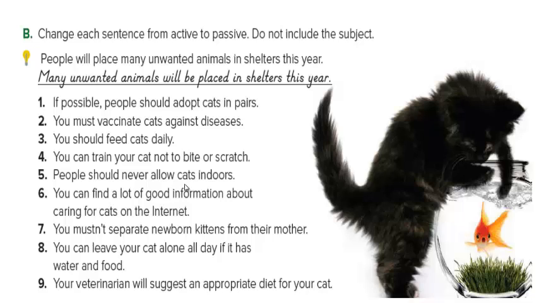1. If possible, people should adopt cats in pairs. We can also say, if possible, cats should be adopted in pairs. You must vaccinate cats against diseases. Cats must be vaccinated against diseases. See what I mean? We start with the object, and then the modal verb, and then be, and then the past participle. Of course, you can do the rest on your own.